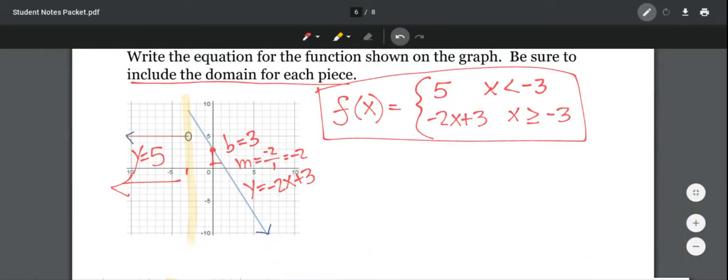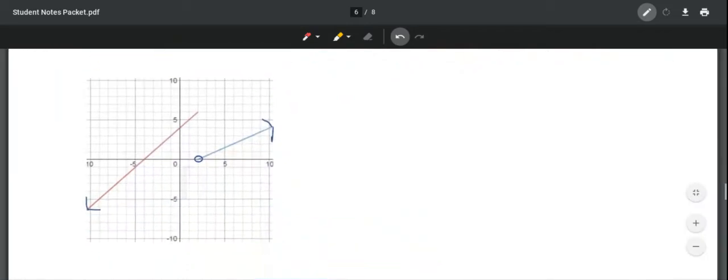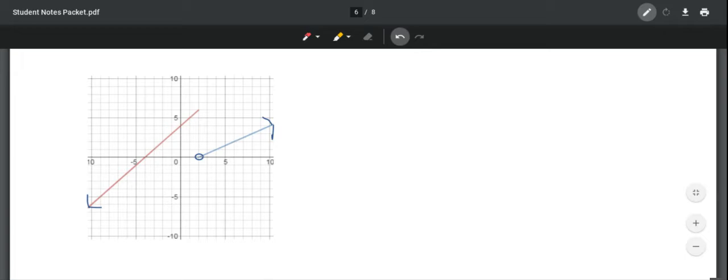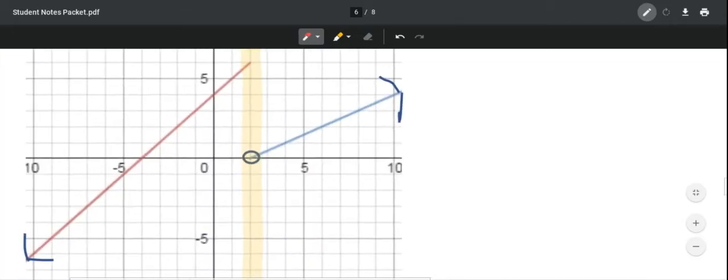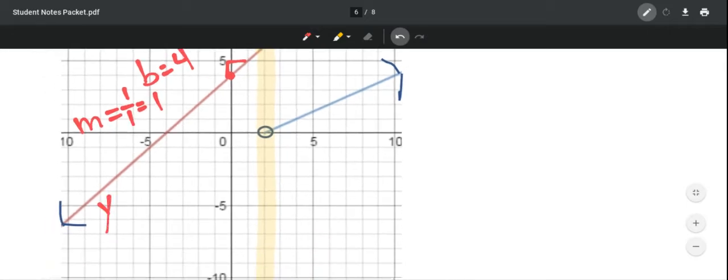So some of them are going to be easier than others. Here, there is no horizontal line. The horizontal lines are easier than the other ones. So there's my boundary. There's still only two pieces. So here, this one has a b, and then my slope is going to be rise over run, so 1 over 1, equals 1. So my equation is y equals x plus 4.